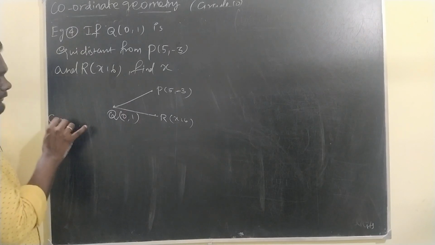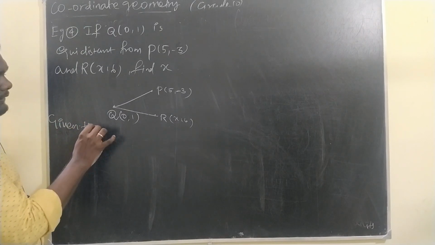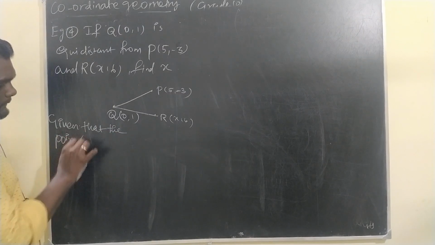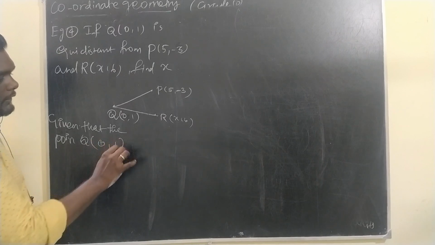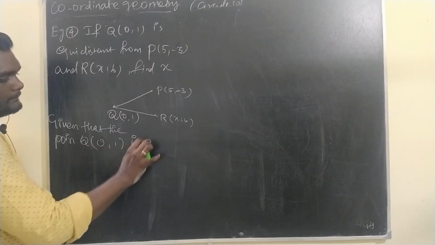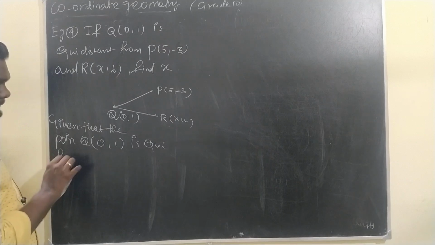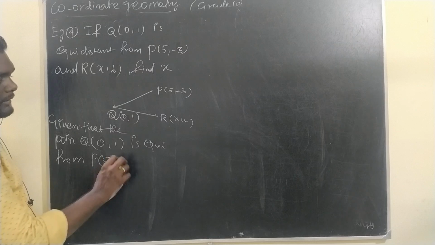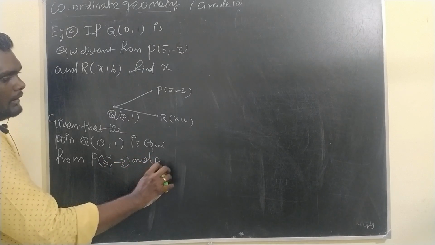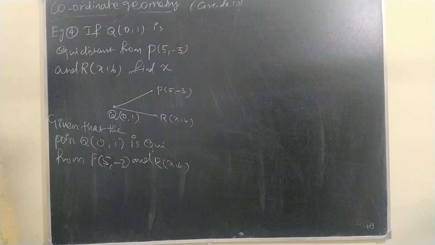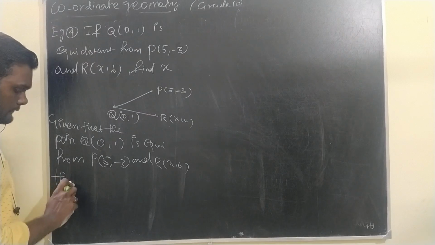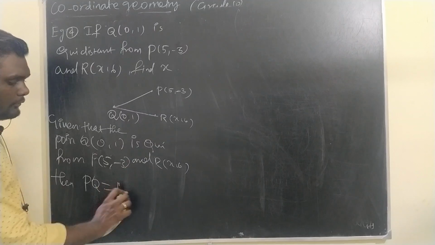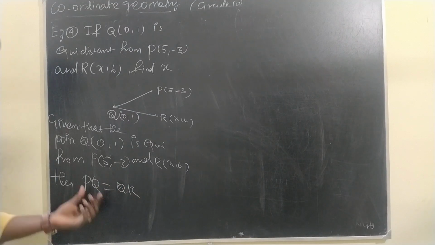In the given part, we have to write: given that the point Q(0, 1) is equidistant from P and R. The coordinates of P are (5, -3) and R is (x, 6). Okay. Then what we can write is PQ equals QR. PQ equals QR.